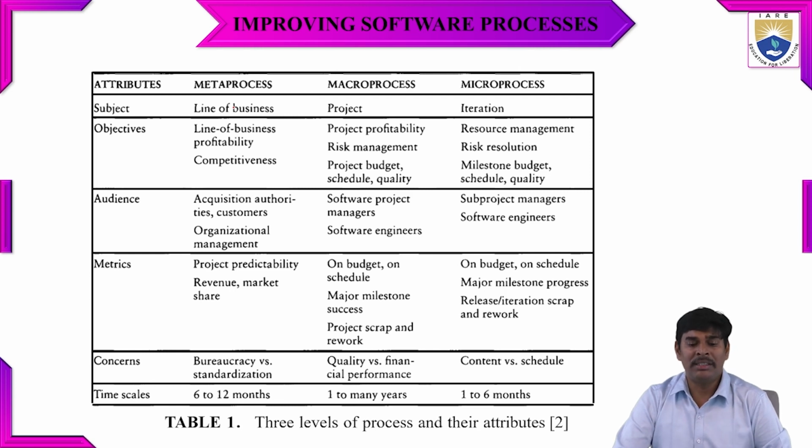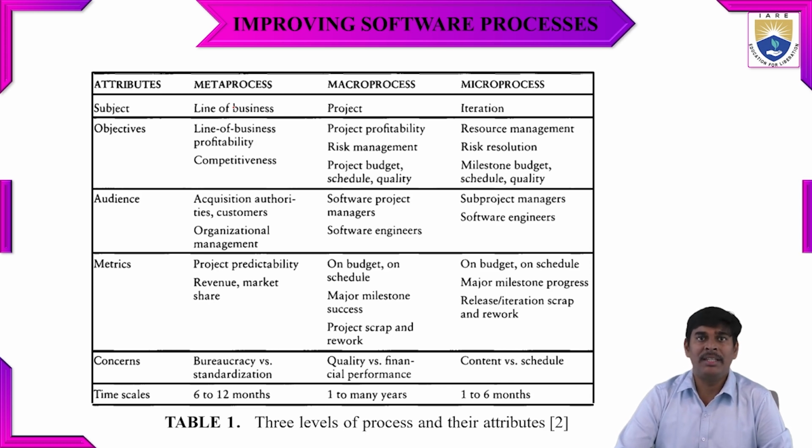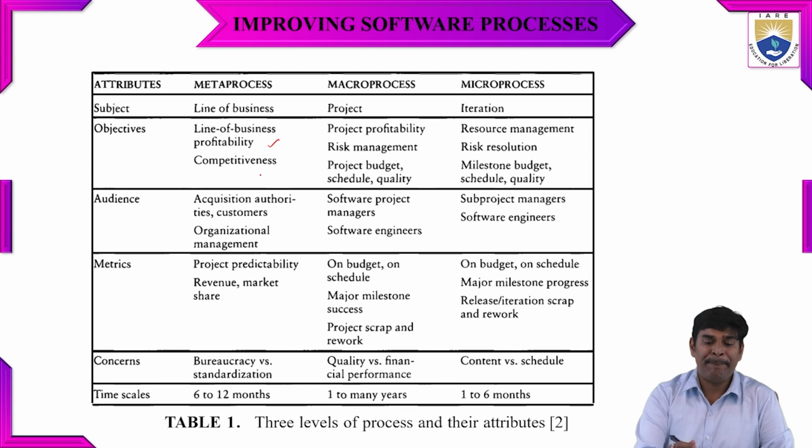In this table we have different types of attributes where the meta process, macro, and micro will be impacted. The first one is objectives. The objectives of the meta process are mainly for the line of business, to provide the ultimate profitability and competitiveness for the organization. So there is competition between different organizations for the market. Next one is macro process.